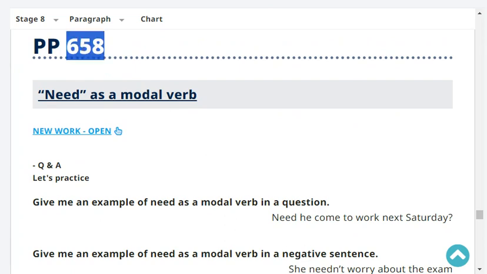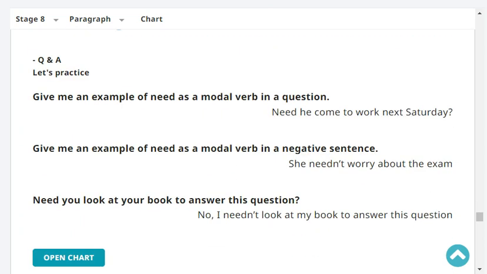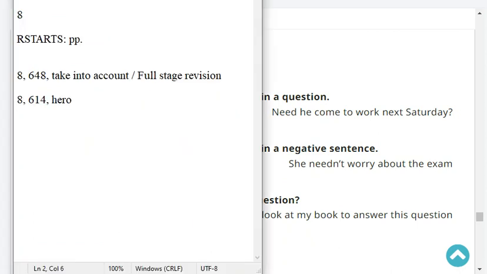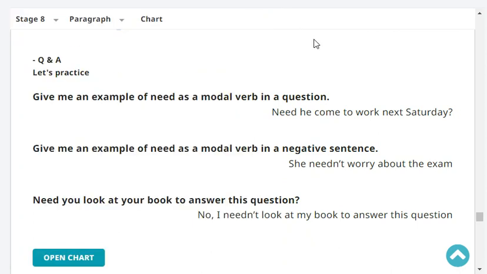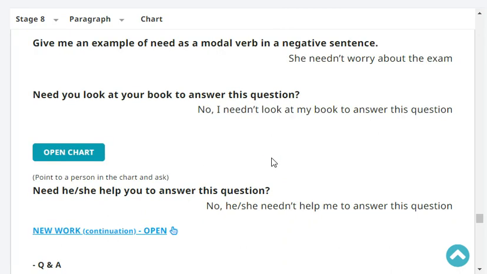Give me an example of need as a modal verb in questions, please. Need he come to work next Saturday? Give me an example of need as a modal verb in a negative sentence, please. She needn't worry about the exam.